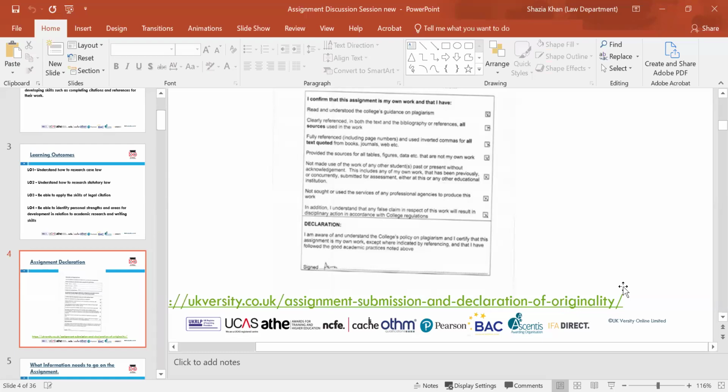And it's all about collusion. It goes through Turnitin. It's all about plagiarism. So you need to make sure that you know what you are signing as well.